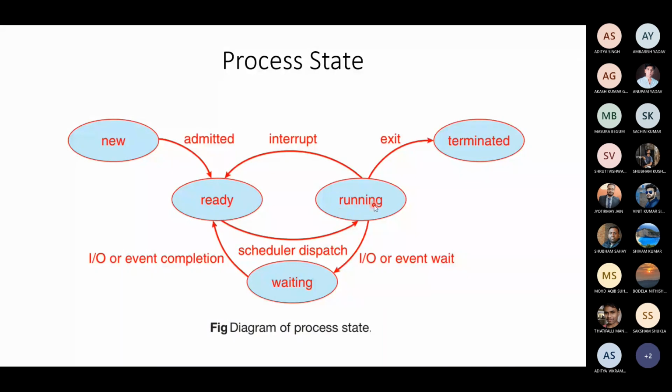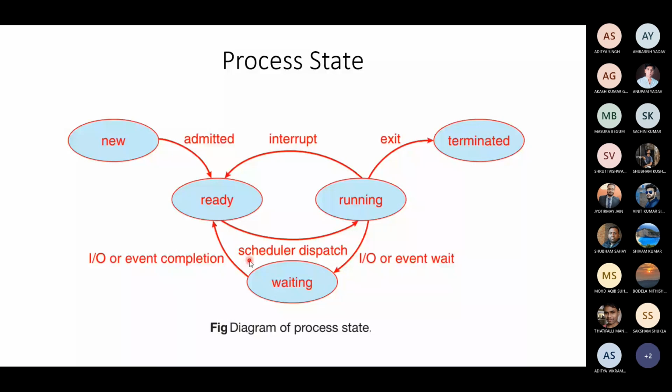Once the process is finished, it will exit and terminate, or in between, if the process needs some input output event, it will go into the waiting state. After finishing input output completion, again it will be kept in the ready state, in the queue to be executed. And if some interrupt happens, because of that interrupt, again it will be kept in the ready queue to be executed again.